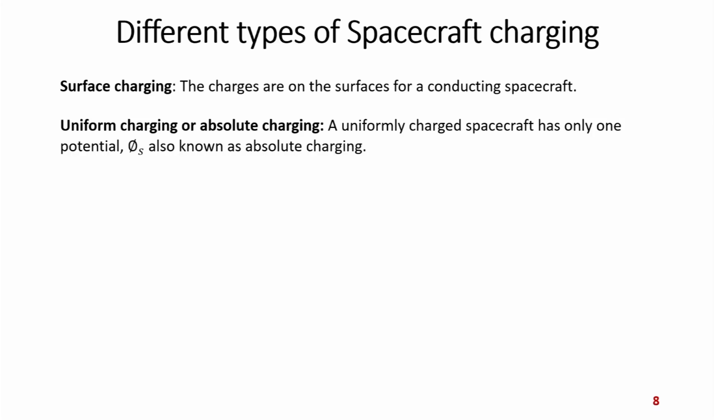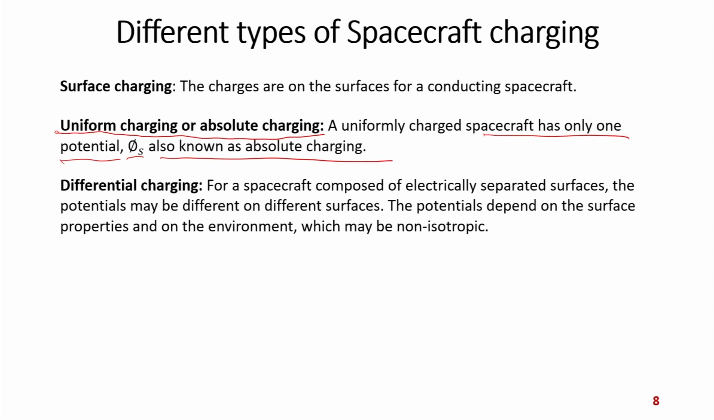Again, surface charging is of two types. One is called uniform charging or absolute charging. What does it mean? A uniformly charged spacecraft has only one potential, meaning this value is the same everywhere. So, that is called uniform charging or absolute charging. The other variation is differential charging. Now, what is differential charging?